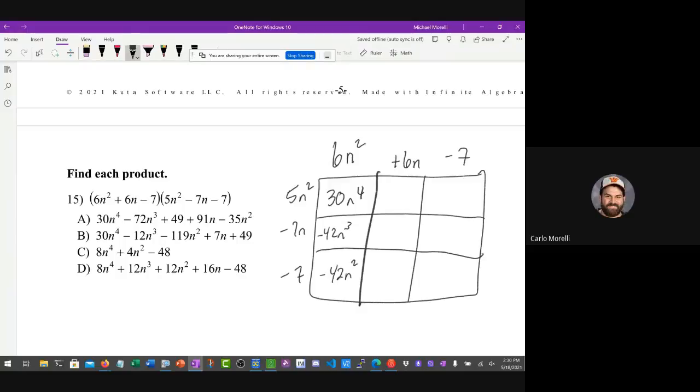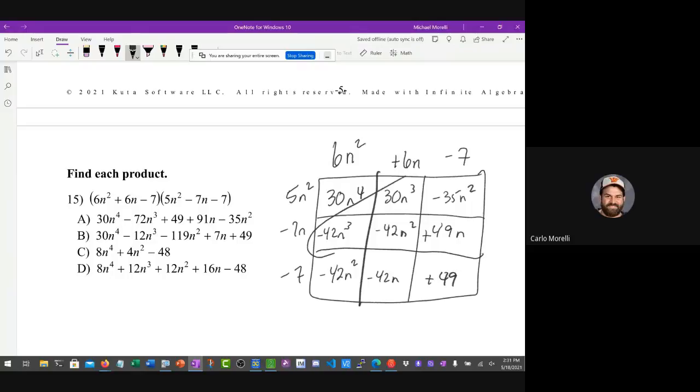Okay. Here, this top middle box is going to be 30n cubed. This is going to be negative 7n times 6n's minus 42n squared. Positive 6 times negative 7 is going to give me negative 42n. And then here I've got negative 35n squared, positive 49n, and positive 49.